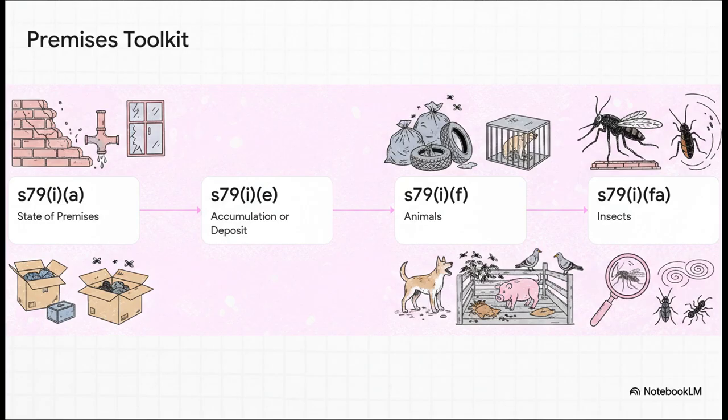So the fabric itself is covered by state of premises. What's on the land is your accumulation or deposit power. The life is your animals tool. And finally, infestations coming from business premises are covered by your insects tool. Let's dig into a couple of these.